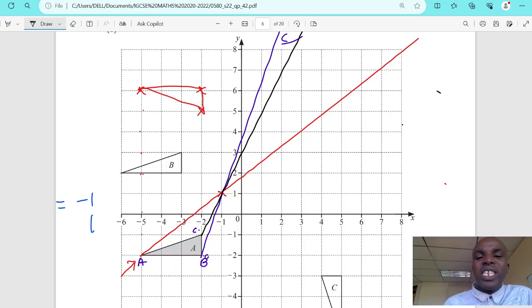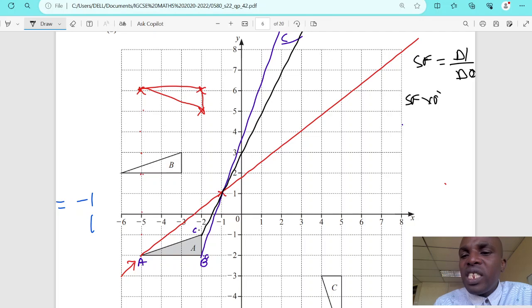And the image is now twice as big as the original. Scale factor is -2. So the scale factor is the distance of the image from the center over the distance of the original point from the center of enlargement. So this is the same as scale factor times distance of original from the center of enlargement, which gives the distance of the image from the center of enlargement. Scale factor is -2, so you can just use 2 times the distance of the original point.